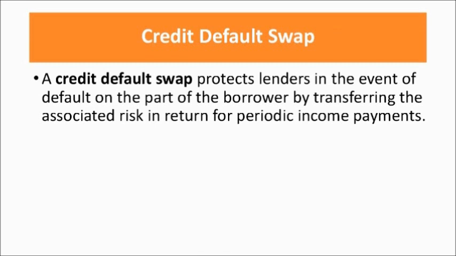Before understanding credit default swap, let us consider a scenario. There are two parties, one is lender and another is borrower. Lender is a person who lends his money and borrower is a person who takes that money and in return will be giving a specific interest. So in this scenario, borrower receives the money, lender receives the interest payments.